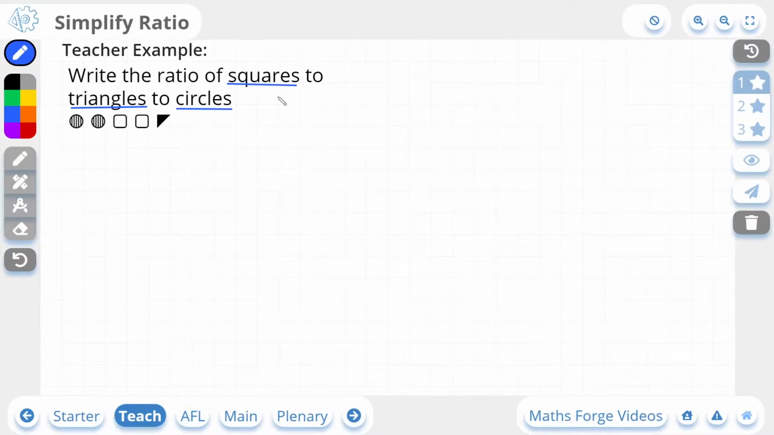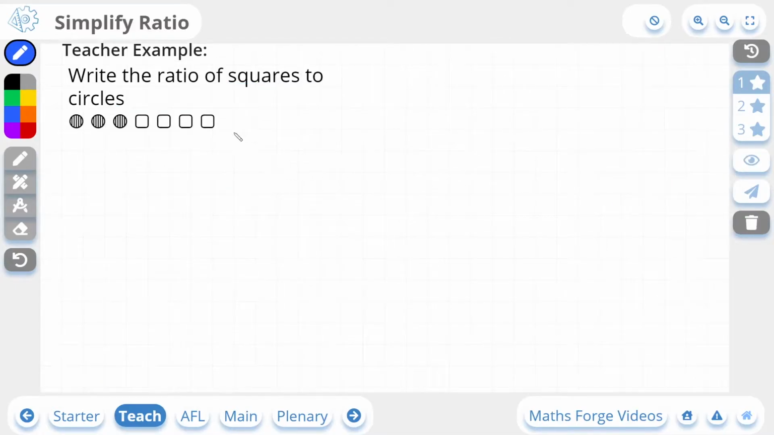Since they're asking us for squares first, I'm going to write down the number of squares, which is 2 in this case. And then I'm going to put a colon. And then they've asked us for triangles next. So there's one triangle here. So I'm going to write down the number 1 and another colon. And finally, they've asked us for circles. There are 2 circles here, so I'm going to go ahead and write that down next. And if we check our answer, there it is.